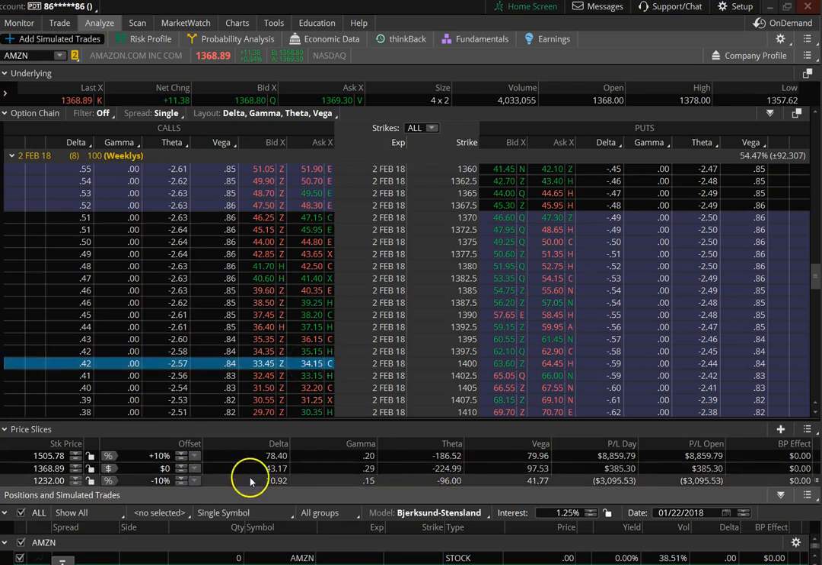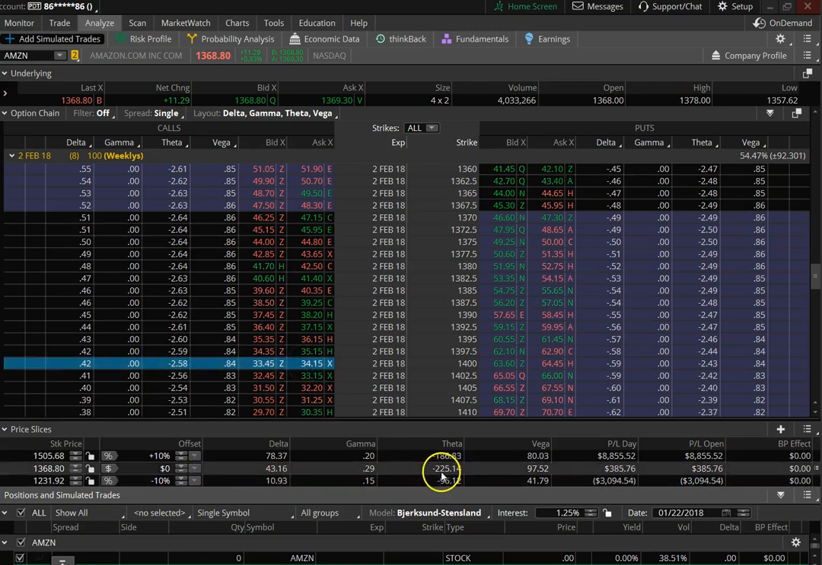Okay, now look at this. Your delta is 43. Look at your theta. You're going to lose $225 tomorrow if Amazon doesn't move. Gone. And then the following day, you're going to lose some more money and some more money. And if Amazon moves against you, it will incrementally go the other way.